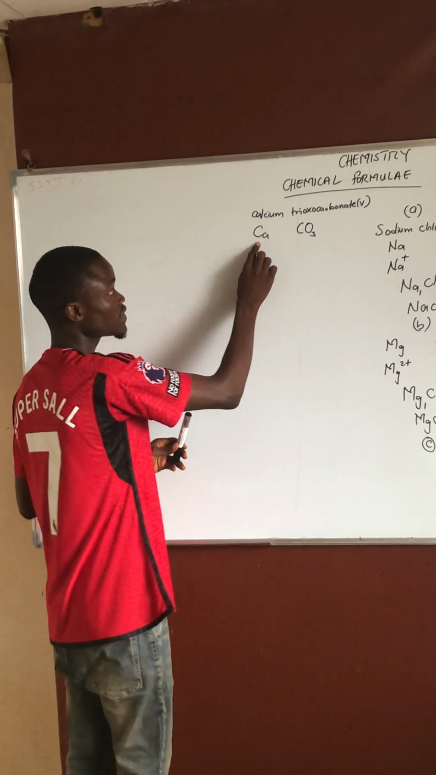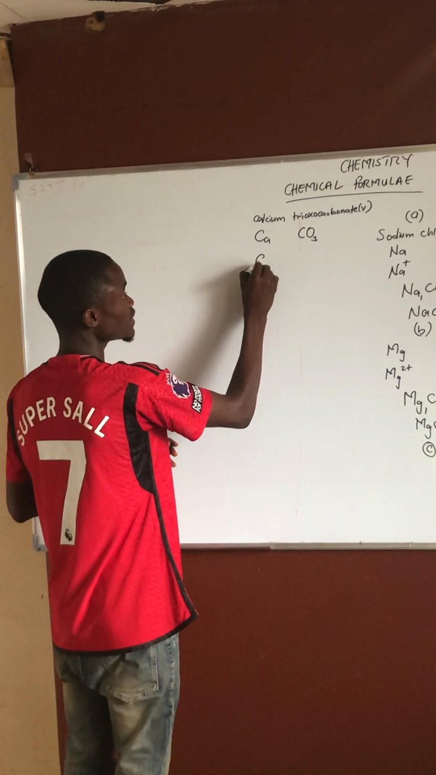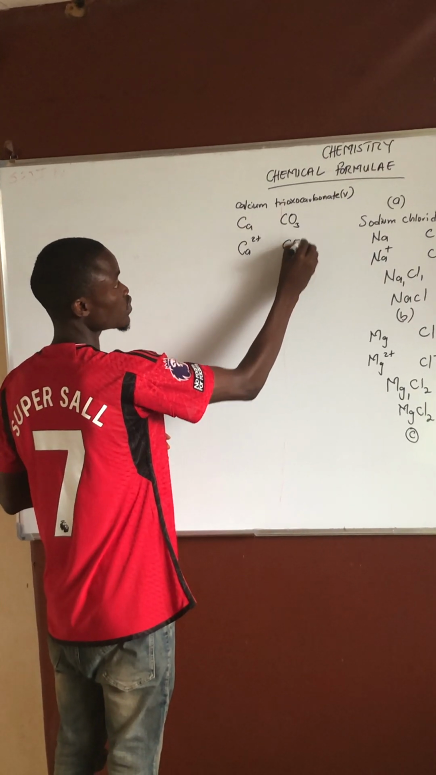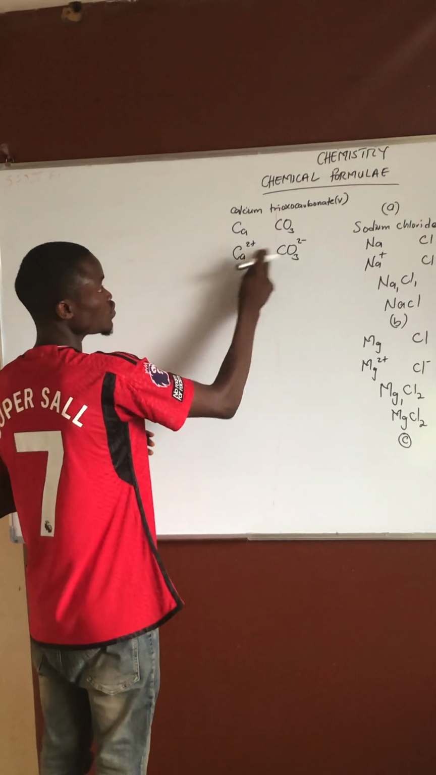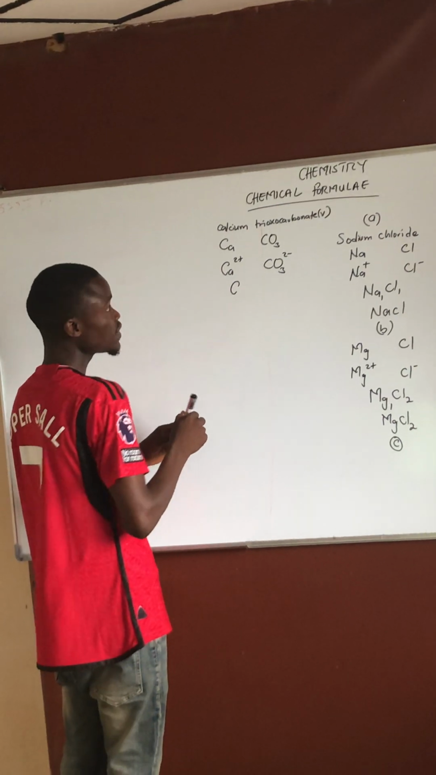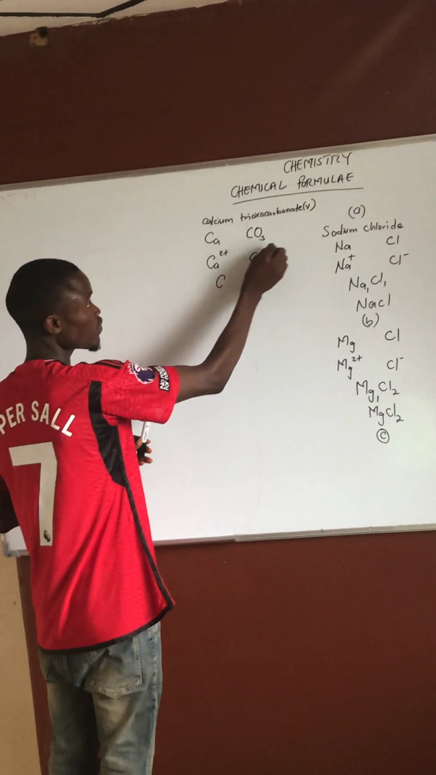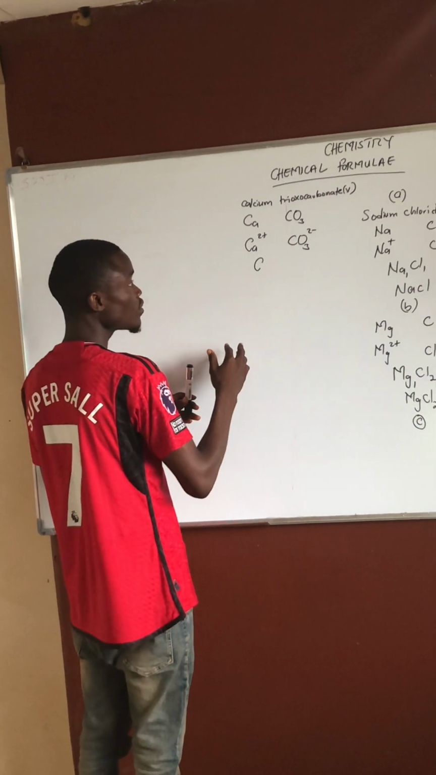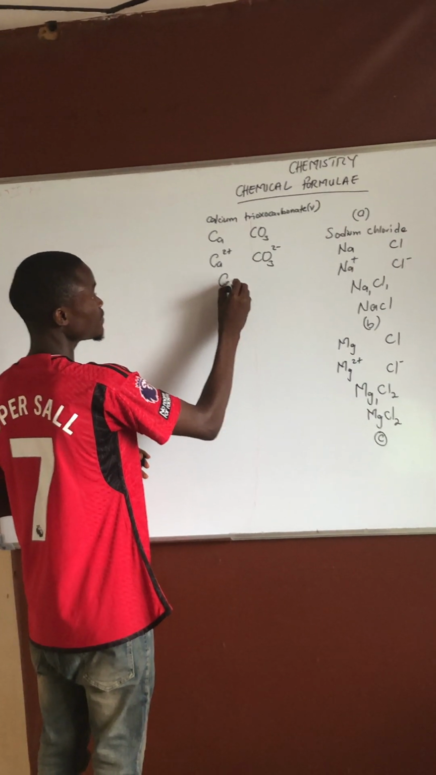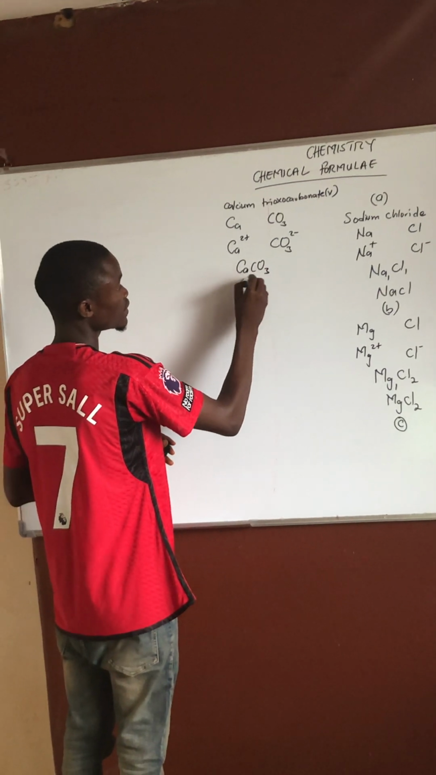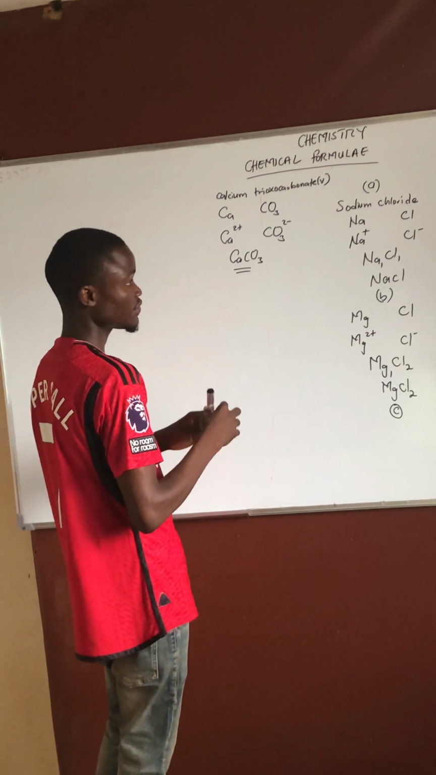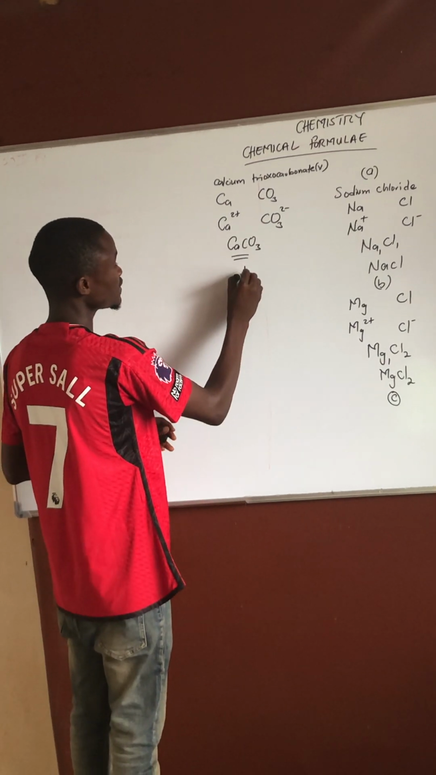The next thing you write is the oxidation state for these two. So this has +2, while this has 2-. So you interchange the valency. When you interchange them, mind you, they have the same valency. So therefore, you cancel the valency. So this is CaCO3, calcium trioxocarbonate(IV).